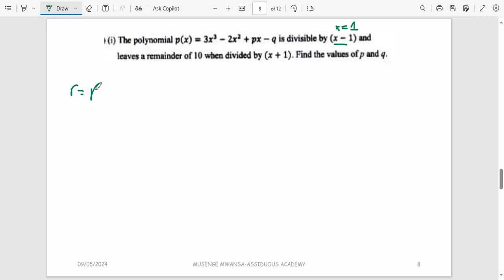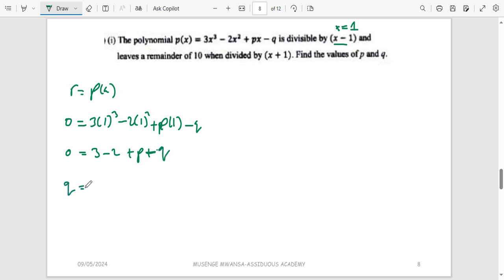So remainder is equal to polynomial of 1. So remainder is going to be 0. And then we substitute where there is x with 1. That will be 3 times 1 to the power 3, minus 2 times 1 to the power 2, plus p times 1 minus q. 0 is equal to 3 minus 2 plus p minus q. I'll take q the other side, becomes positive q. That will be equal to 3 minus 2 is a 1, and then plus p.